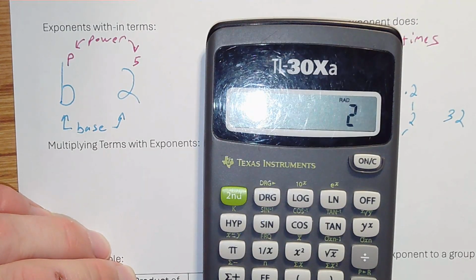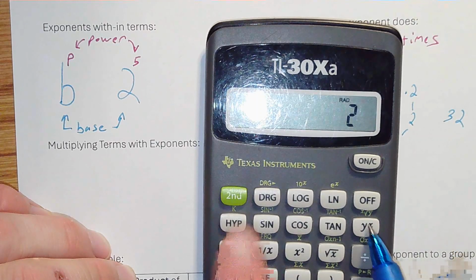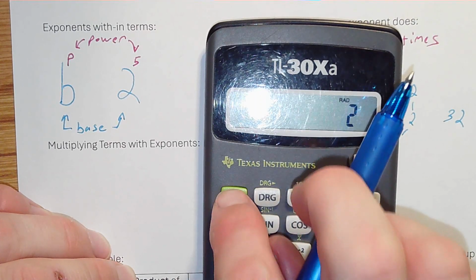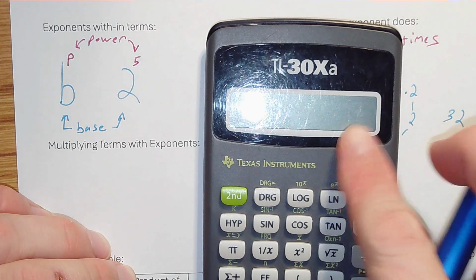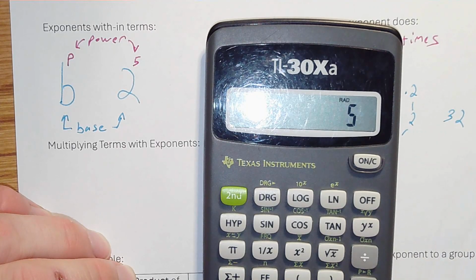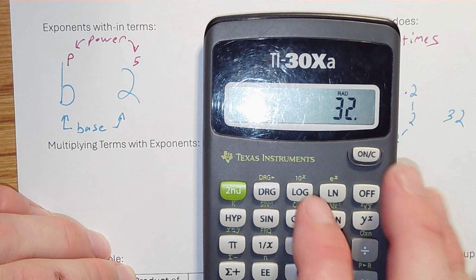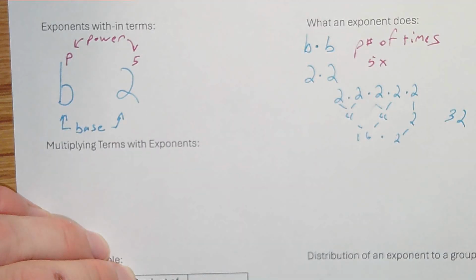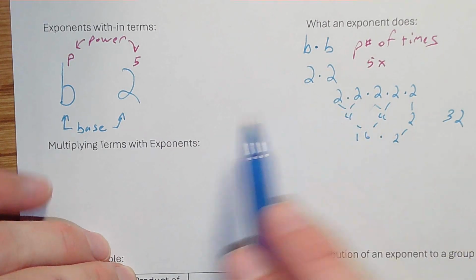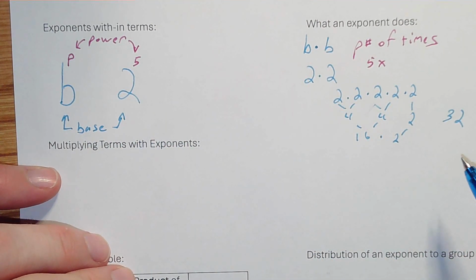That's what that y to the x does. 2, that's the y here, my base, raised to the 5th power is 32. Okay, I'll do that again. 2 is my y, raised to the 5th power is 32. You can see that. So that's what I'm doing when I raise something to a power.